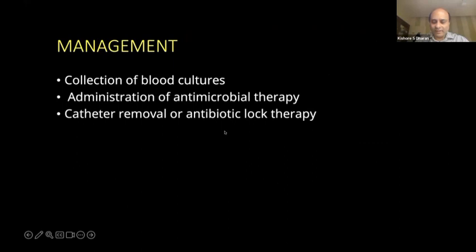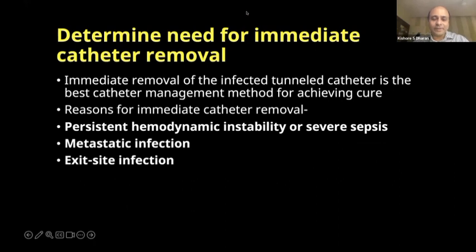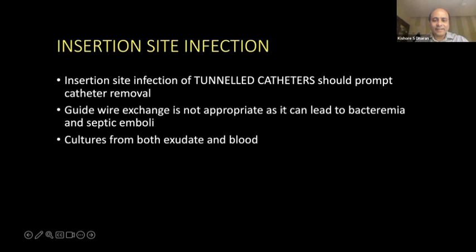So second is, should you remove the catheter if the CRBSI is confirmed? The best catheter management method is immediate removal of the infected tunnel catheter. There are a few indications: persistent hemodynamic instability or severe sepsis, infection elsewhere, the same infection metastasizing elsewhere, and a severe exit site infection. An insertion site infection should prompt catheter removal. In such a situation, a guidewire exchange is not appropriate, as the skin site is infected and it can lead to bacteremia and septic emboli. You have to take cultures from the exudate around the site of insertion, as well as blood.